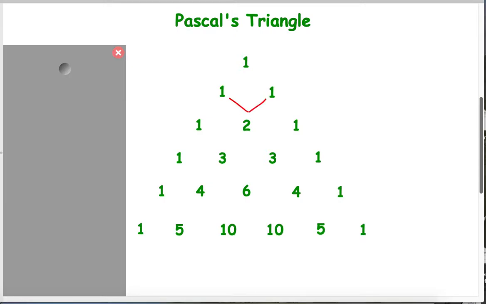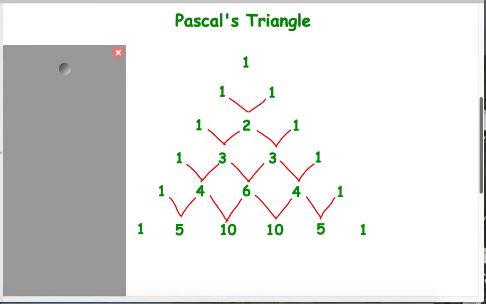For the next level, 1 plus 2 equals 3. 2 plus 1 equals 3. Keep going. 1 plus 3 is 4. 3 plus 3 is 6. 3 plus 1 is 4. And so on and so on. 1 plus 4 is 5. 4 plus 6 is 10, 6 plus 4 is 10, and 4 plus 1 is 5.